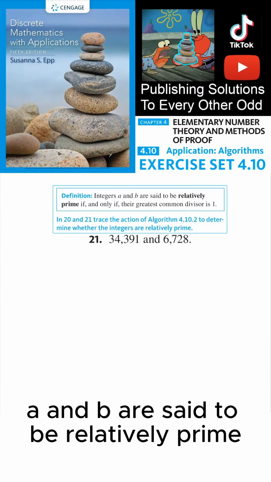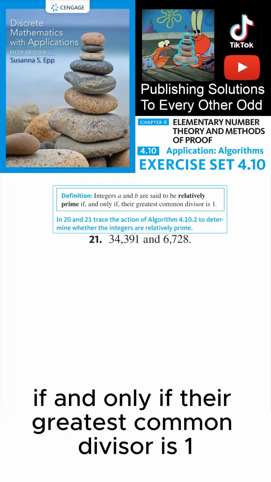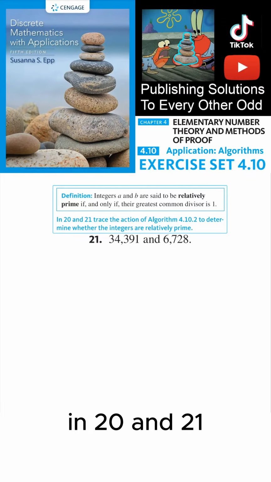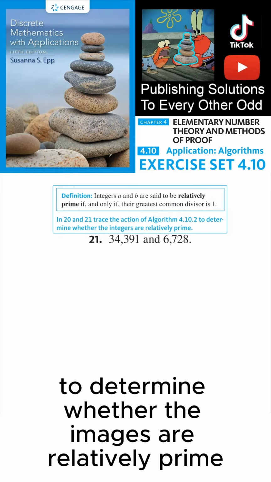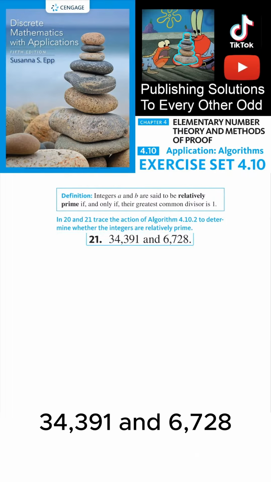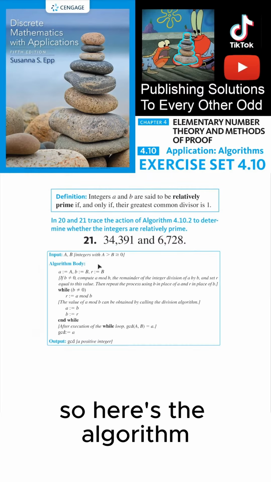Definition: integers a and b are said to be relatively prime if and only if their greatest common divisor is 1. In 20 and 21, trace the action of algorithm 4.10.2 to determine whether the integers are relatively prime, 34,391 and 6,728. So here's the algorithm.